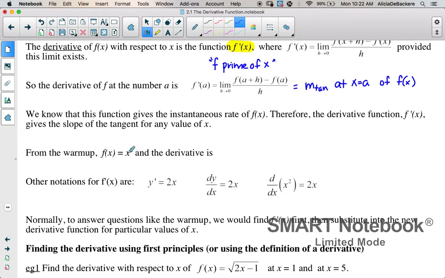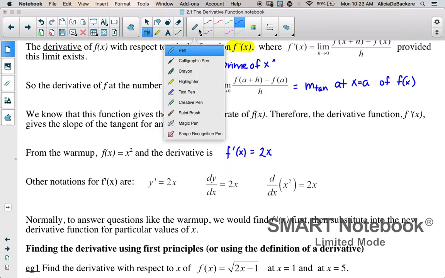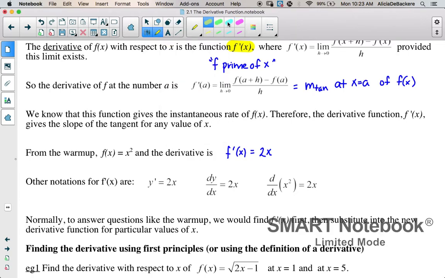From the warm-up then, we found that if f at x is equal to x squared, then the derivative function f prime at x is equal to 2x, right? Just 2 times whatever the x number is that you plug in. Now there's multiple ways to write this notation. So I could write f prime at x. I like this one because it gives me lots of information. Tells me what the original function was. It was the f function. Tells me what number you're going to put in for x right there in the statement.